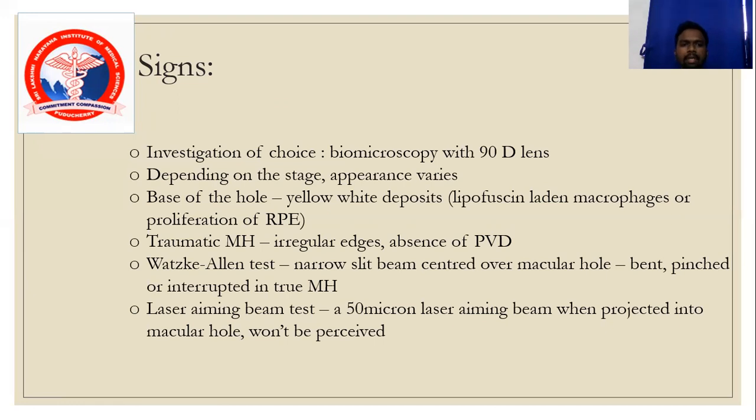Okay. So moving on to the second subjective test, which is the laser aiming beam test, which is nothing but a 50 micron laser beam, which is being focused at the level of the macular hole, which is projected into the macular hole. A normal patient can perceive this light, while a patient with a macular hole cannot perceive the aiming beam because there is absence of neurosensory retina at the level of the macular hole.